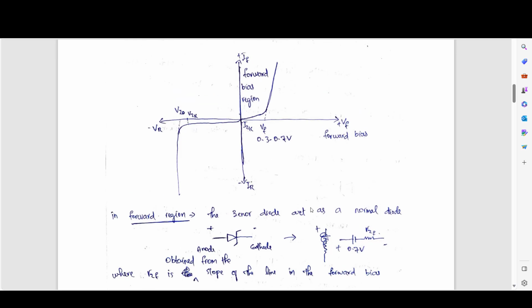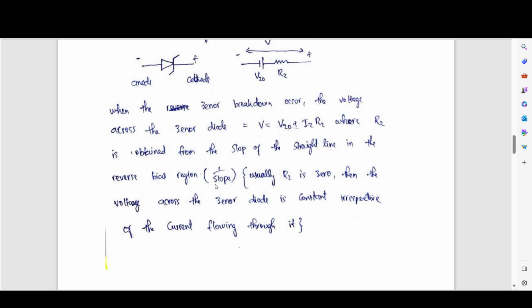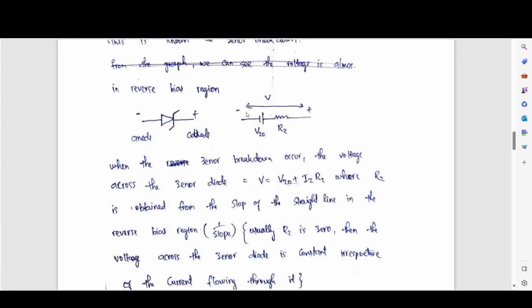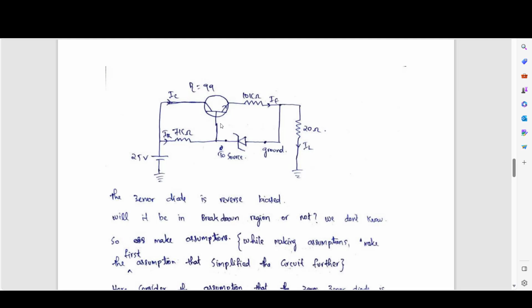This is in the forward bias region, and this is in the reverse bias region. So we can obtain that as 1 by slope. Usually RZ is 0. We can consider that as 0. Then the voltage across the Zener diode is constant, irrespective of the current flowing through it. This is very important. We can replace this Zener diode as a constant voltage source. Now we will go back to the question and its solution.